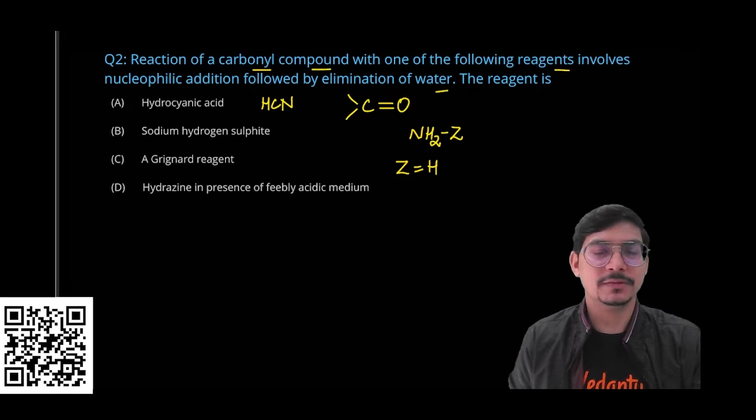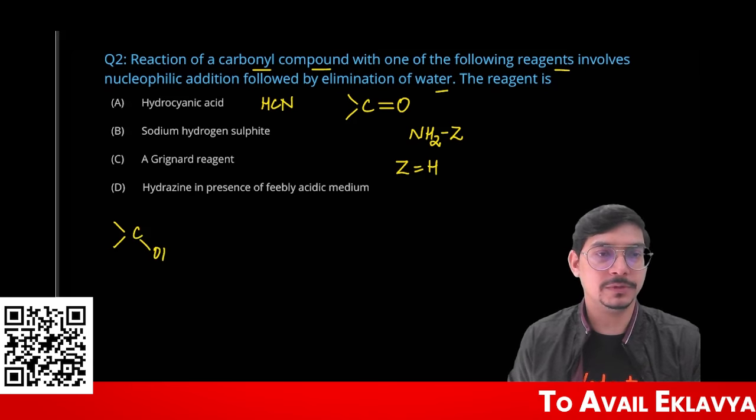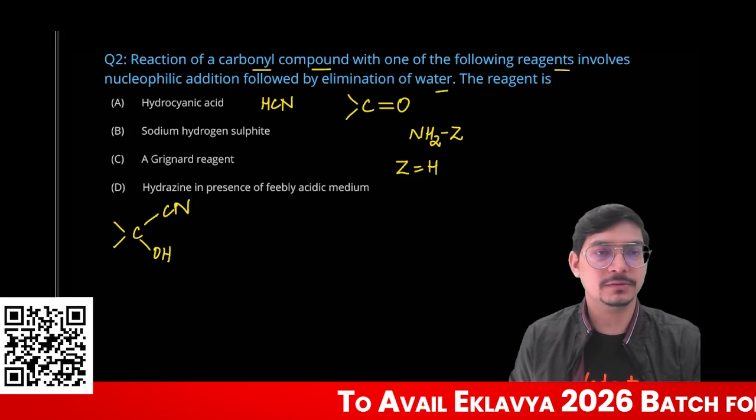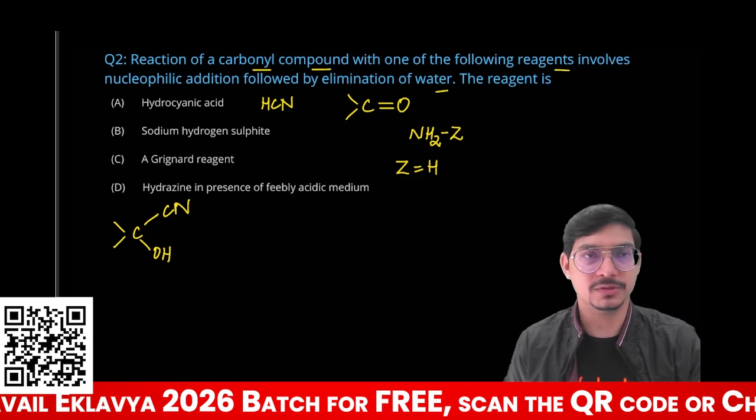In case of hydrocyanic acid, this HCN will add across carbon double bond oxygen and the product would be cyanohydrin, an important class of compounds. So this is a nucleophilic addition. There is no elimination here.